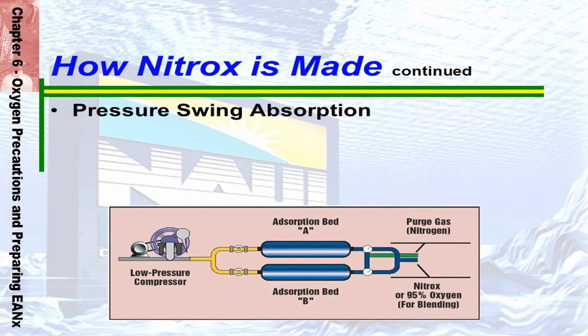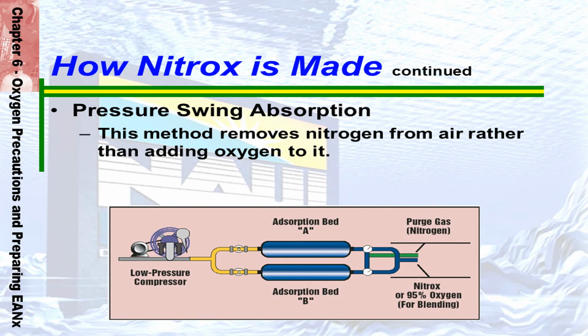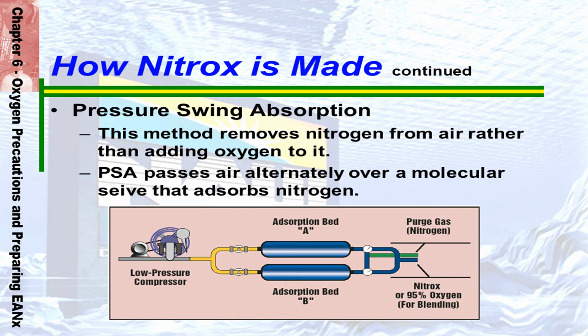Pressure swing absorption is a method that removes nitrogen from air rather than adding oxygen to it. Pressure swing absorption, or PSA, uses a material called a molecular sieve that selectively adsorbs a thin layer of nitrogen onto its surface from the air that passes over or through it. Technically, the process should be called pressure swing adsorption with a D, because nitrogen only adheres to the surface of the sieve material and is not sucked up by it.